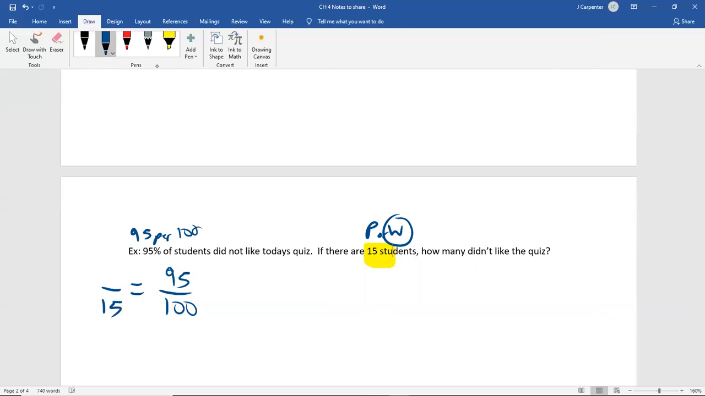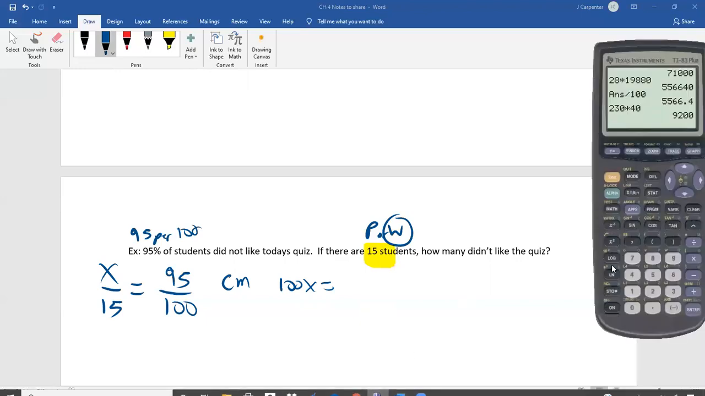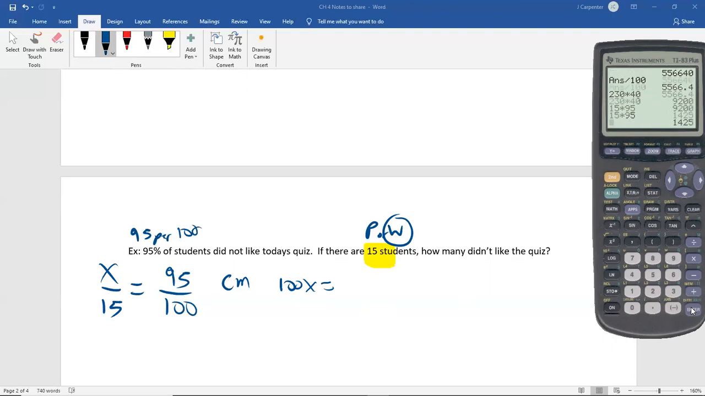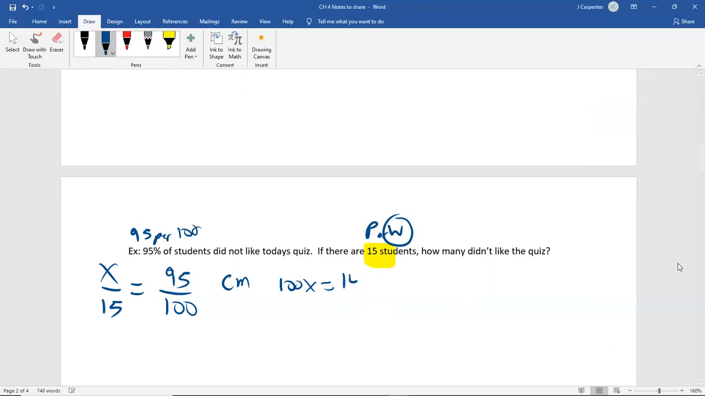Now, another way you could have figured this out is the word "of" says the next thing goes in the bottom. So "of students," that says the number of students goes in the bottom. Here's your number of students, so the 15 goes in the bottom. That's two different ways to set that up. Well, that makes this the x. We're going to cross multiply. So we get 100x is equal to 15 times 95. I'm not doing that in my head. I could if I had another 10 seconds. That's 1425.